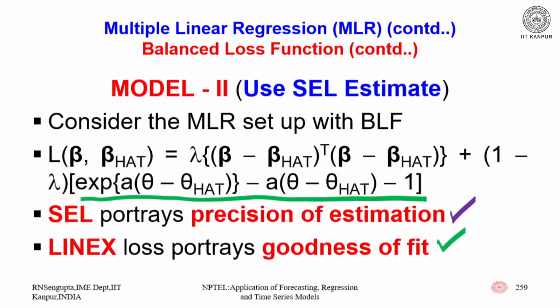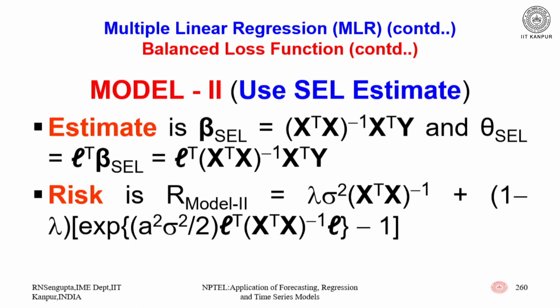Now, if lambda is 50%, 0.5, then the emphasis coming from the squared error loss is 50%, and LINEX loss is 50%. If lambda is 0, the squared error is taken out, and the environment is only LINEX. If lambda is 1, then the LINEX loss is taken out, and the environment is only squared error. Now, with this concept, let us proceed to the next slide.